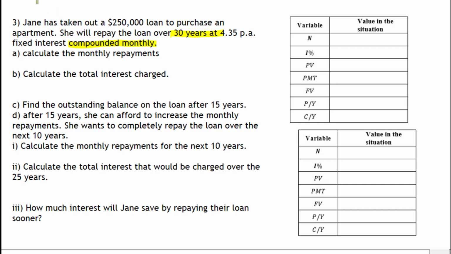Calculate the monthly repayment. Compounded monthly, which means this is 12, then times 12. 30 years, 30 times 12. Interest rate will be 4.35. PV is a positive $250,000. PMT is something we are looking for. Future value will be 0.